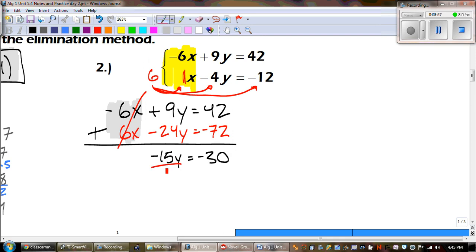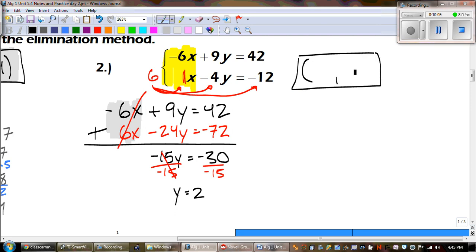And then divide both sides by negative 15 to get the y by itself. And we get that y equals, that's right, positive 2. Okay, well, I know what y is, so now we have to find x. So I'm going to pause the video and you guys are going to do this on your own. Remember, use one of the original equations.